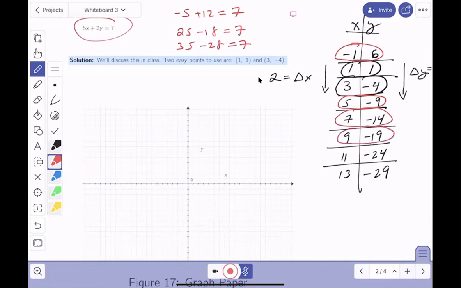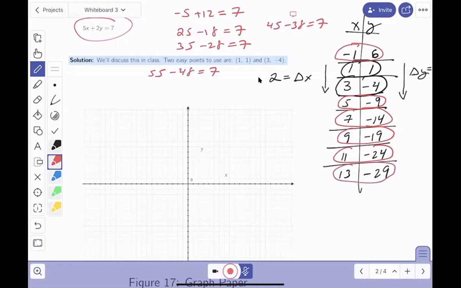Let's try this one. I know it's tough. 5 times 9 is 45. And 2 times minus 19 is minus 38. Does that give you 7? Yes. Let's try this one. What do you get? 55. And what's 2 times minus 24? Minus 48. Does that give you 7? Yes.